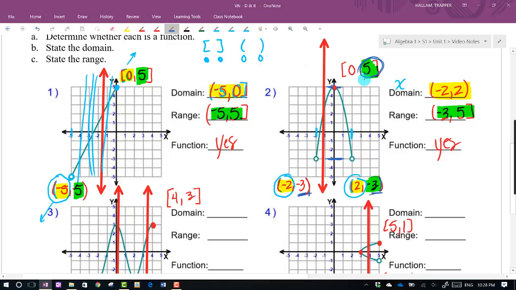So we're going to use the highest y-coordinate we can find, which is 5, and the lowest y-coordinate, which is -3. 5 is included because it's on the line, which means it touches it, so it will be a square bracket. So we write from -3 rounded to 5 squared off. And this one we can draw a lot of lines through and it is a function as well.